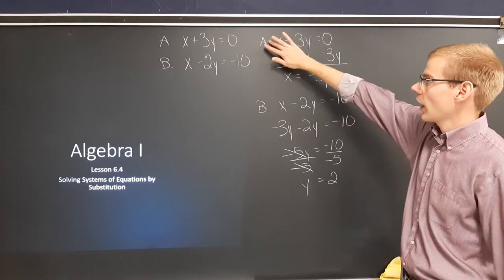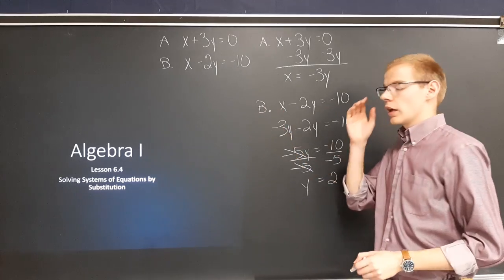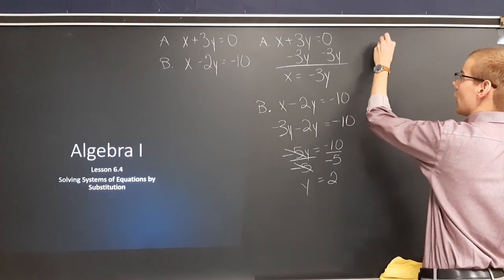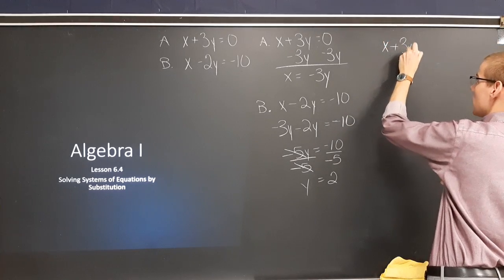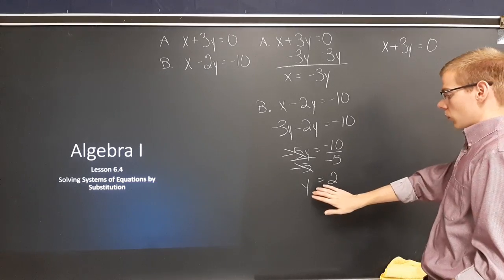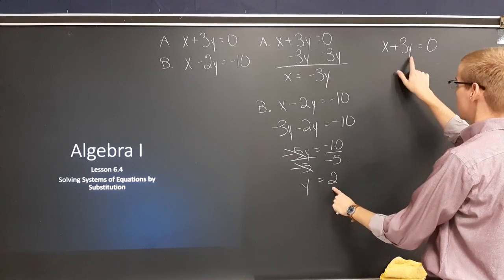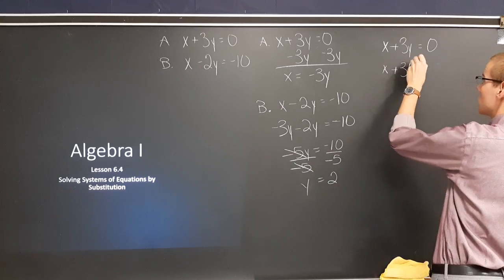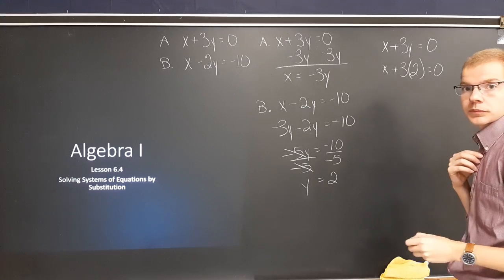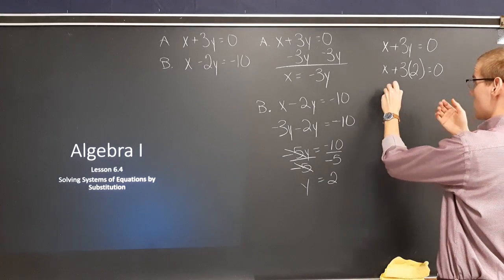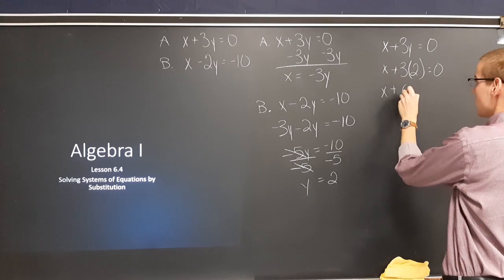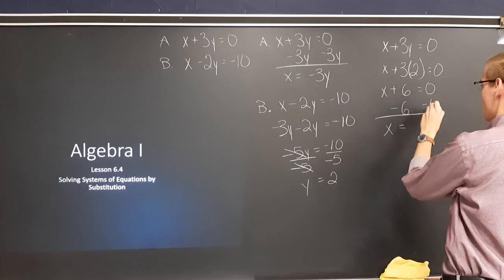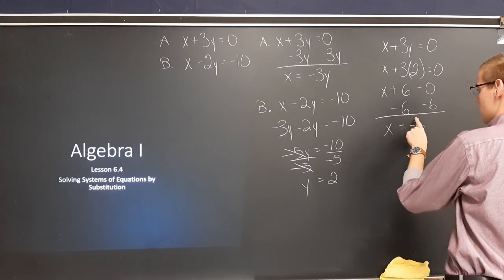So we did A, now B, and our last step is using A again and putting this into there. So x plus 3y equals 0. Put this y into here. So x plus 3, our y is 2, equals 0. Now, simplify this. x plus 6 equals 0. Subtract 6 on both sides. x equals 0 minus 6, which is negative 6.